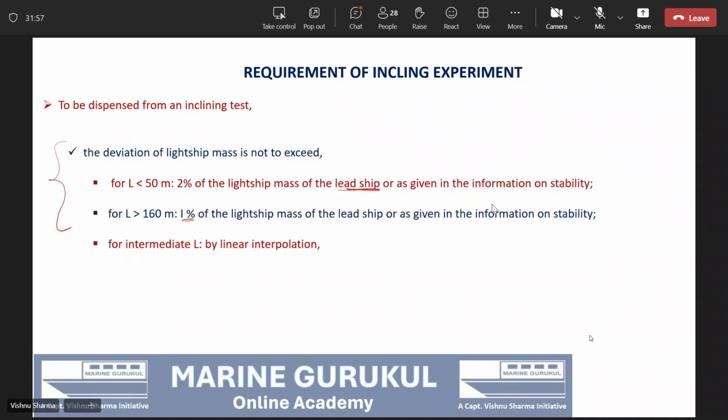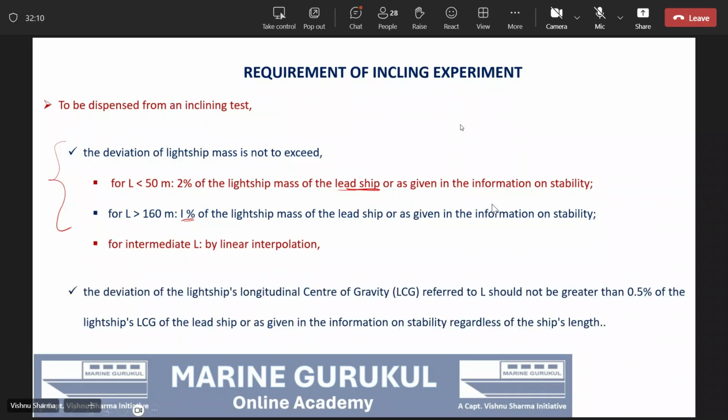Guys, is it the displacement only which is to be considered? No, also the LCG of the two ships. Guys, the idea of doing it in the last now is that you should not waste time before your exams. You should just do it here and you should be able to write and handle these.